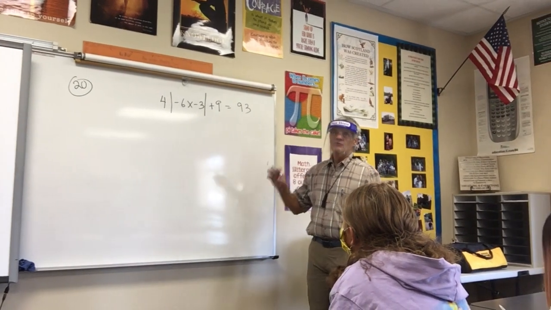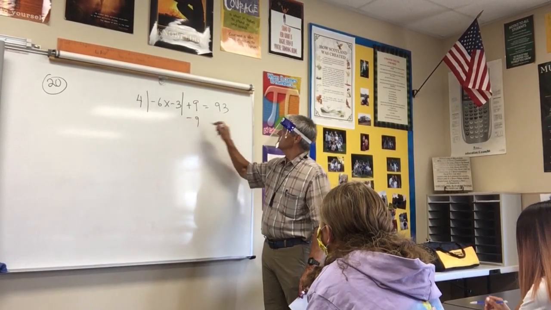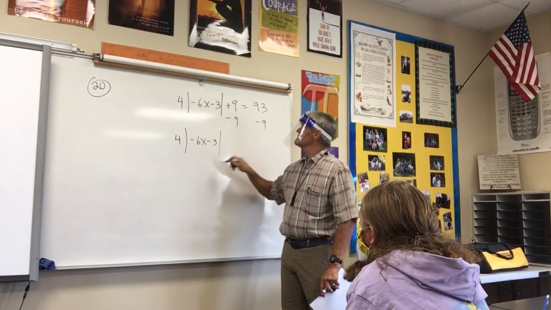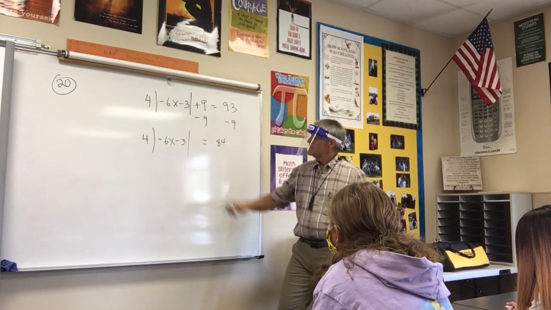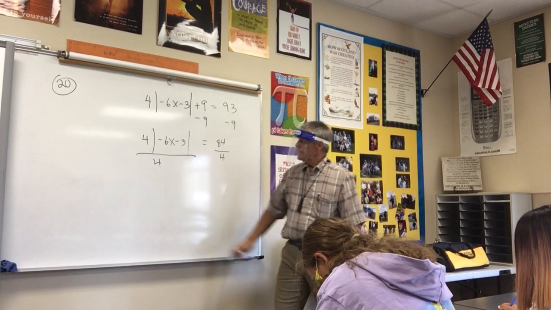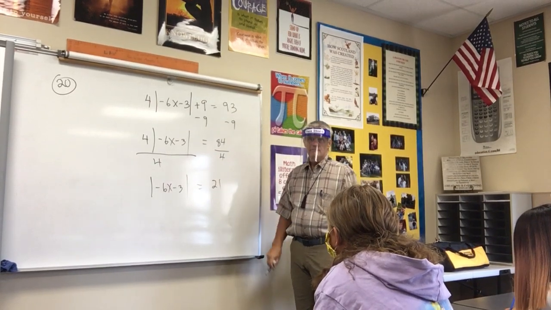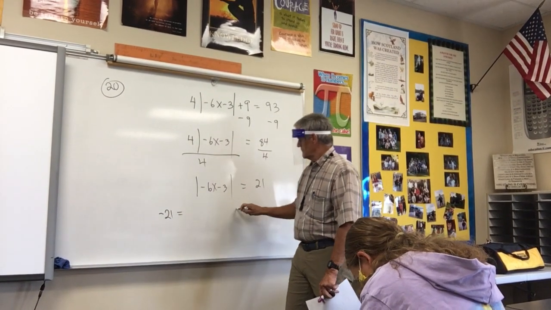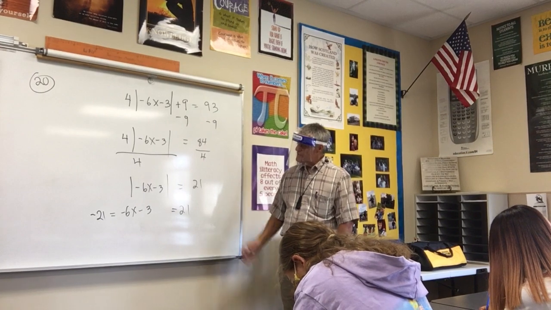Now, I want to get down to where I just have an absolute value. I don't want to mess with anything inside the absolute value until I get rid of all that. So the first thing I'm going to do is minus 9, minus 9. 4 times the absolute value of negative 6x minus 3 equals 93 minus 9, which is 84. Divide by 4, because that's what's outside of the absolute value. So now I have the absolute value of negative 6x minus 3 equals 84 divided by 4, which is 21. Now I want to get rid of the absolute value, so I'm going to take the two possibilities, negative 21 and positive 21, for negative 6x minus 3. So I got rid of the absolute value and have the two possibilities.